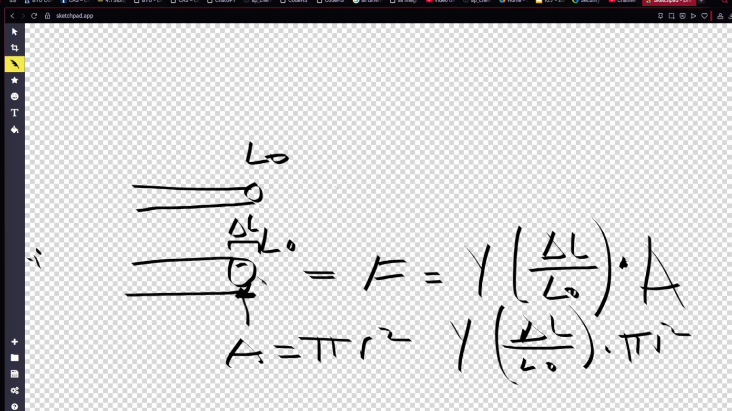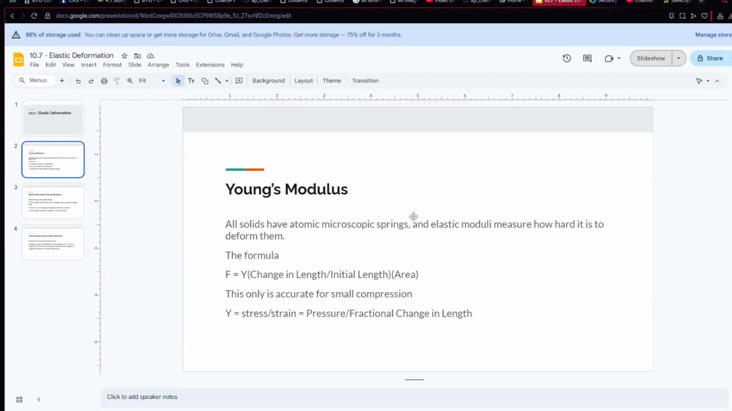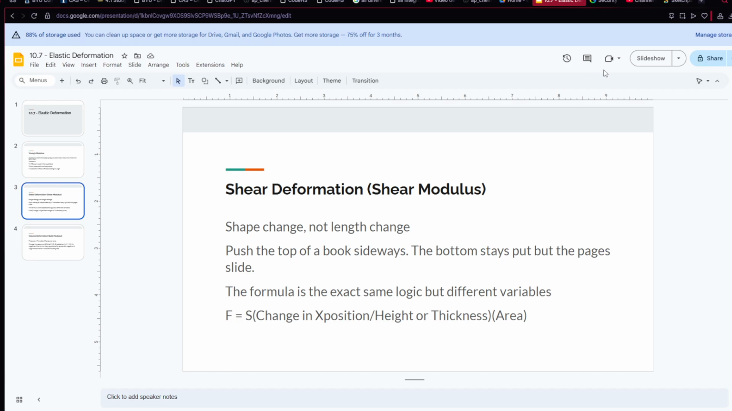So pretty interesting stuff there. Yeah, so this can also be a negative force because you're applying a negative force to the object. And when you're decompressing it, you would apply positive force, or if you're stretching it, essentially. So, pretty interesting stuff there.